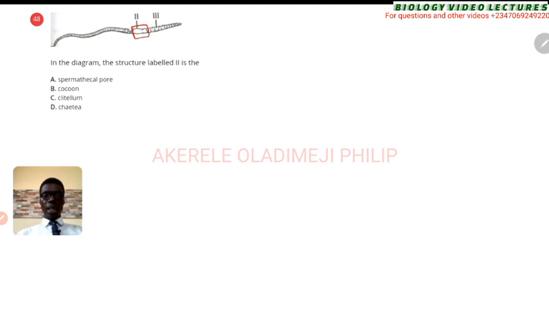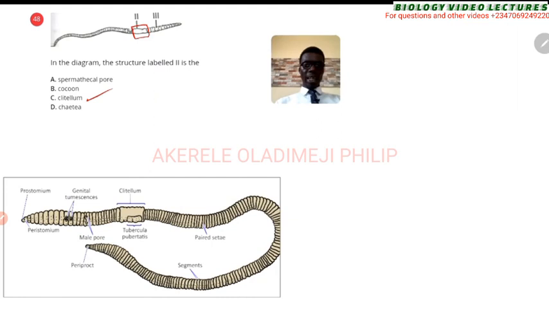Let me see if I have a diagram there. Okay, I think I do have a diagram. So this is the clitellum, like I told you here. That's the solum part. Then all these black dots along the length are called, some books will call it setae, some will call it chaetae. It means the same thing. All right.